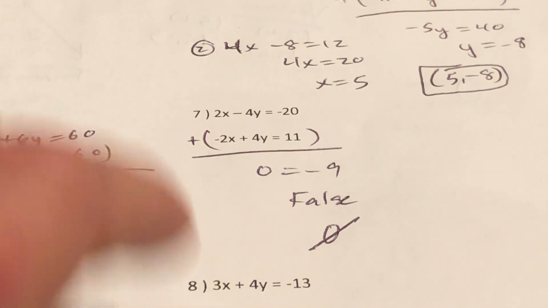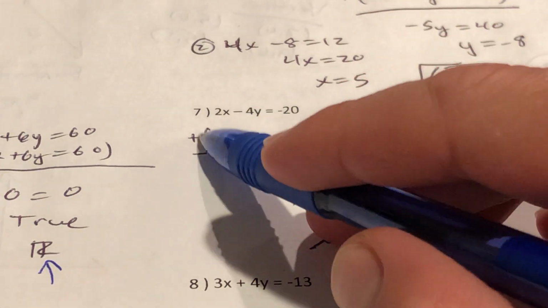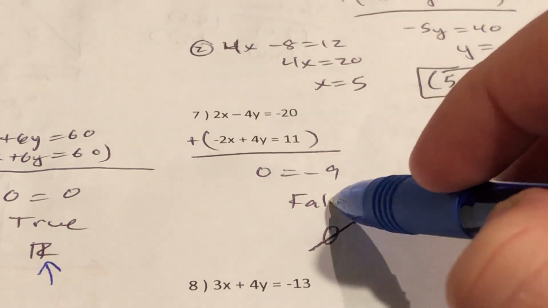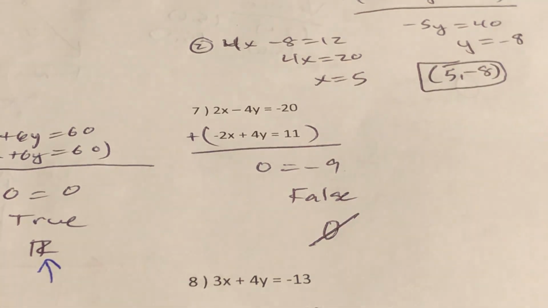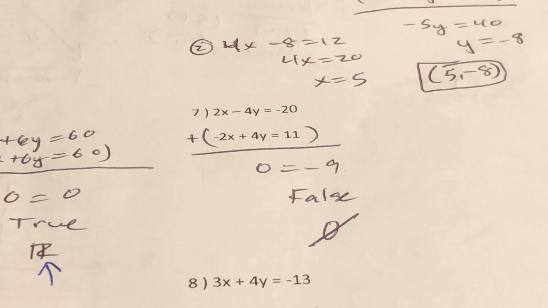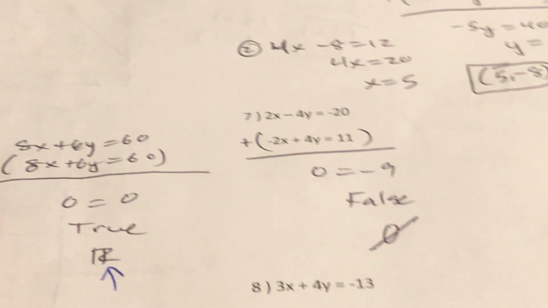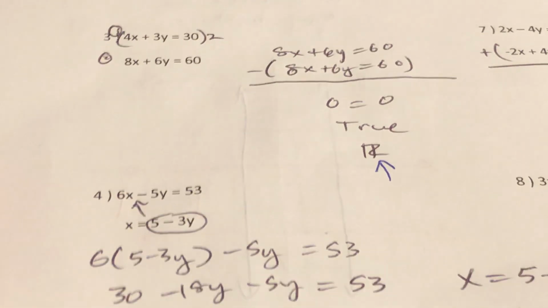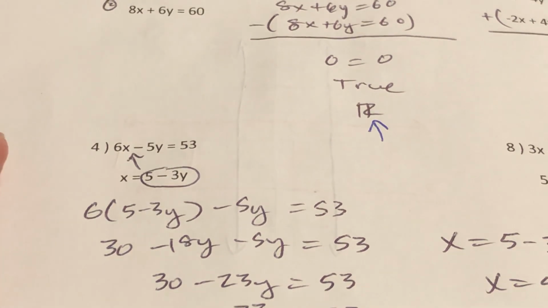On 7, they are already opposites, so I add them up. I get 0 equals a negative 9. That's false. No solution. Got parallel lines.